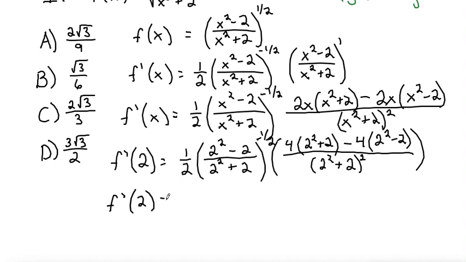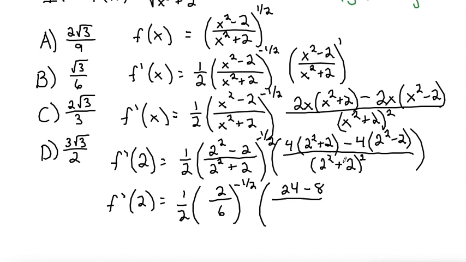So simplifying some, bring down the 1/2. 2 squared is 4. 4 minus 2 is 2, over 2 squared is 4 plus 2 is 6, to the power of negative 1/2, times 4 times 6 would be 24, minus 4 times 2, so that would be 8, over 4 plus 2 is 6, squared is 36.